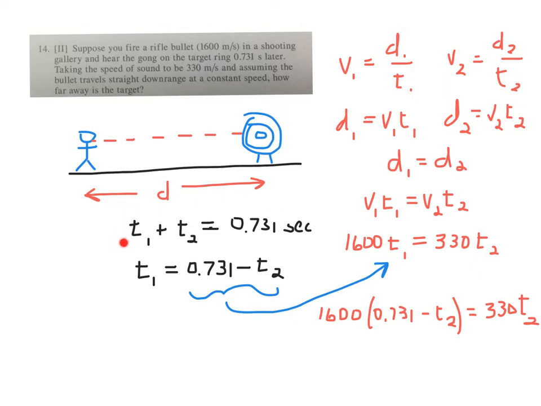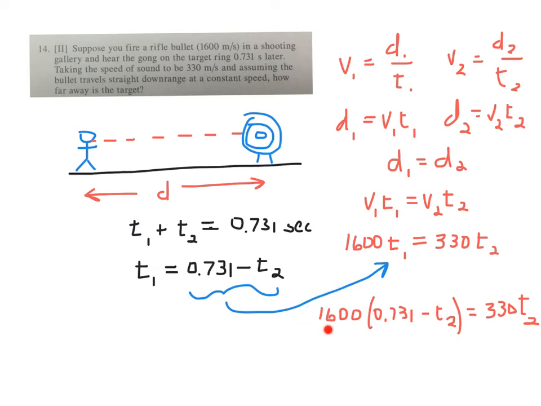Over here on the left in black, I have the total time. You add up the time for the bullet to get down plus the time for the sound to get back, which is 0.731 seconds. That was given in the problem. That's when the person hears the sound, because it comes back to his or her ears. So if I take this equation and solve for T sub 2, T sub 1 would be the 0.731 minus the T sub 2. If I take that binomial and plug it in for T sub 1, I get this expression down here on the right, and now it's just a bunch of algebra.